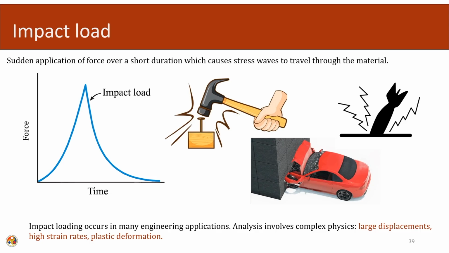Now, we will be dealing with the impact loading occurring on structures. In the first phase, we saw the effect of the blast loading on structures. Now, we are seeing the effect of the impact loading on structures. In a very plain sense, impact loading can be summarized as a sudden application of force over a very short duration, which causes stress waves to travel through the material.